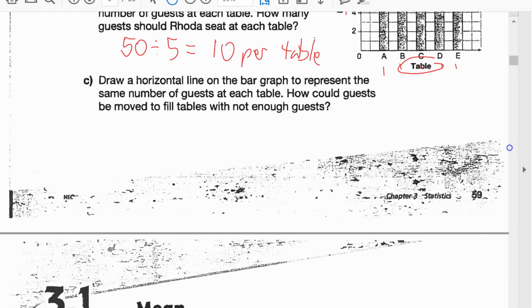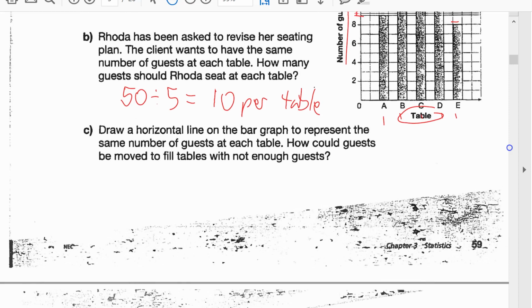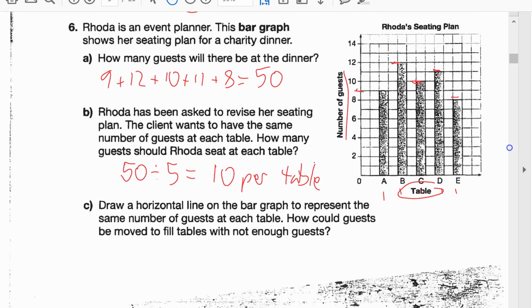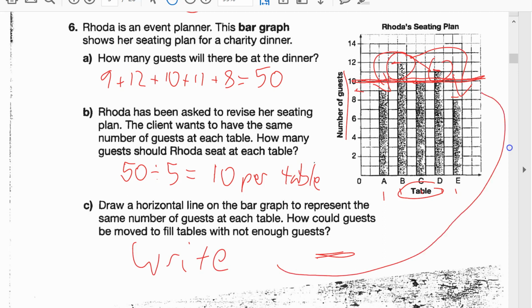Good. Draw a horizontal line on the bar graph to represent the same number of guests at each table. How could guests be moved to fill tables with not enough guests? So 10 is right there. We'll take 2, move them there, take this one, and move it there. So you just write that here: moving 2 from B to A and moving 1 from D to E.